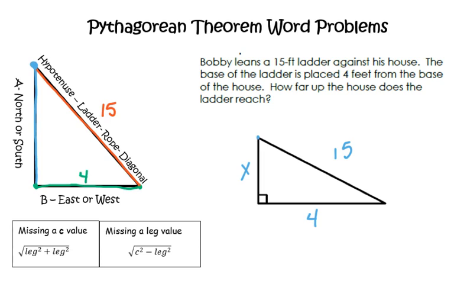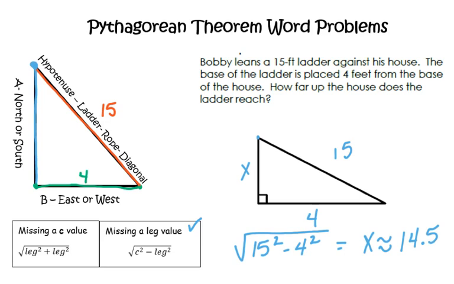So we're missing a leg value. So this is the formula that we're going to use. So c squared is the hypotenuse, so that's 15, and then minus the leg squared. And if you type all that in your calculator, you're going to get x is approximately 14.5 feet.